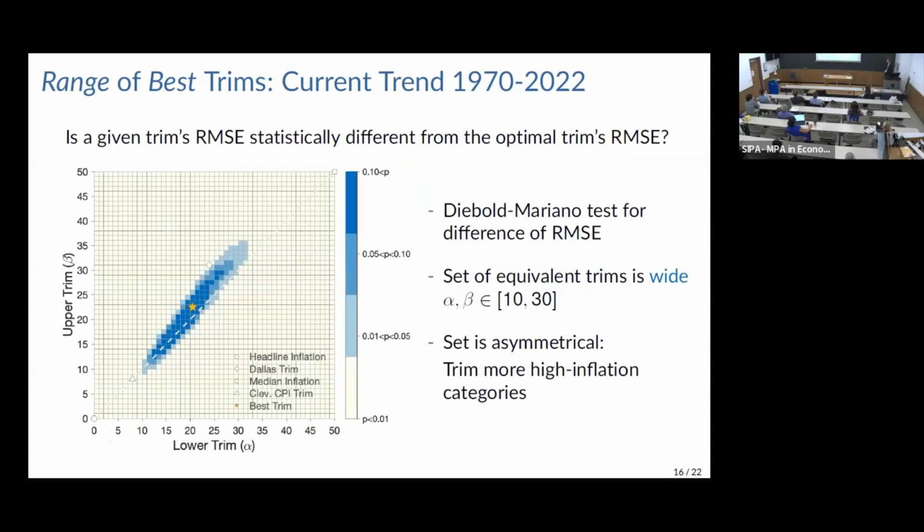So what's the range of the best trims? Again, I'm looking at the current trend here. This figure shows you whether, for a given trim, the root mean squared error is statistically different from the optimum trim. You have the lower trims on the x-axis and the upper trims on the y-axis, and in color you see the p-value of a test for a difference in the root mean squared errors. You see that there's a wide range of equivalent trims, the blue area, where you can't really see any statistically significant difference to the optimum. Again, it is slightly tilted away from the 45 degree dashed line, so a little bit more trim on the higher inflation categories.